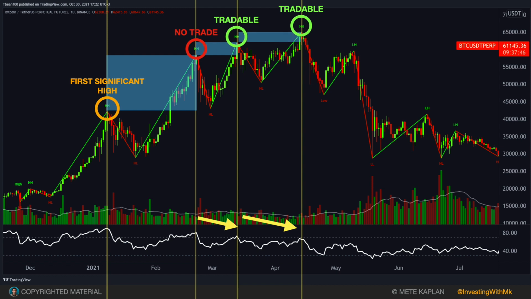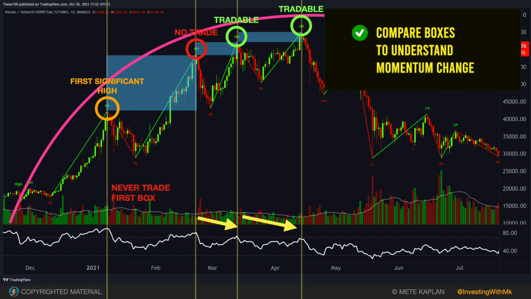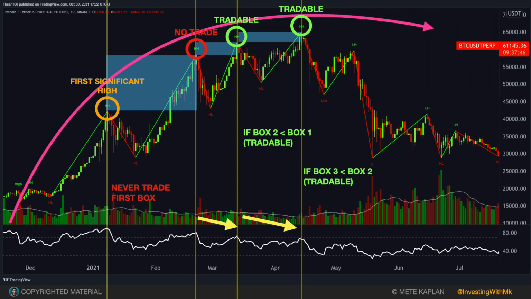Now what do we have here? First and second higher highs present, and we have our first box. We have our third and fourth tradable higher highs. We have boxes to compare now. We have RSI divergence, we have parabolic action and momentum loss.